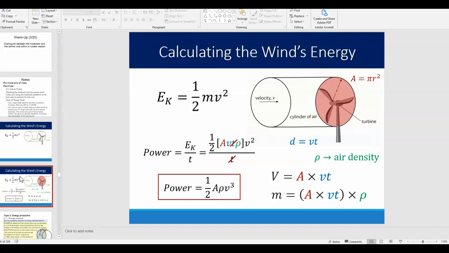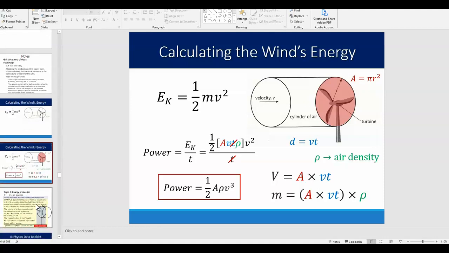Okay, and then the next few slides are basically going through the derivation that we just arrived at. Notice that they actually write A. They don't write the pi r squared out. A would be the cross-sectional area, but of course, if it's spinning in a circle, then the area is going to be pi r squared, where r is the radius, and that's basically represented by how long the blades are. So when they give you the blade length in the problem, that's basically giving you the radius.